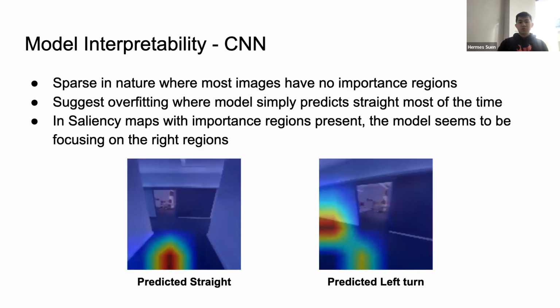As you can see, the saliency maps are very sparse in nature in terms of the importance regions. This might mean that the model is overfitting on the training data, where it simply predicts straight most of the time. However, on the other hand, in the maps with the regions present, we see that the model tends to be focusing on the right regions, as can be seen in the figures on the slide.